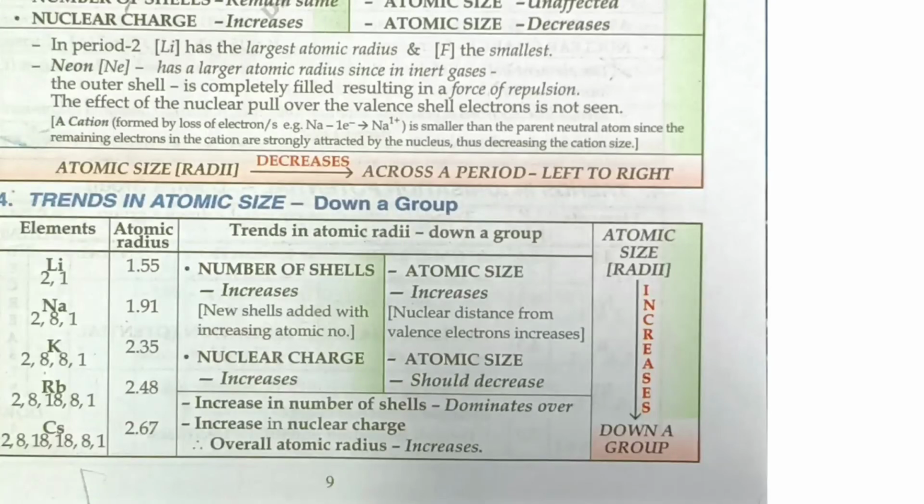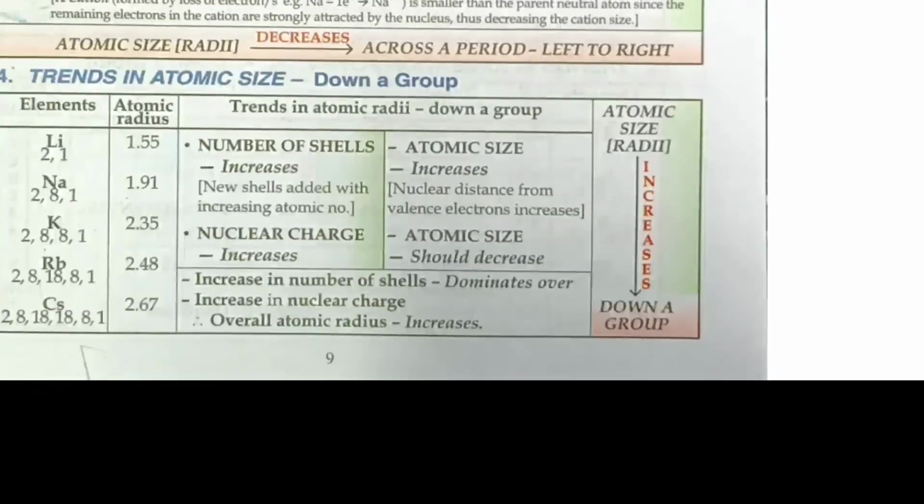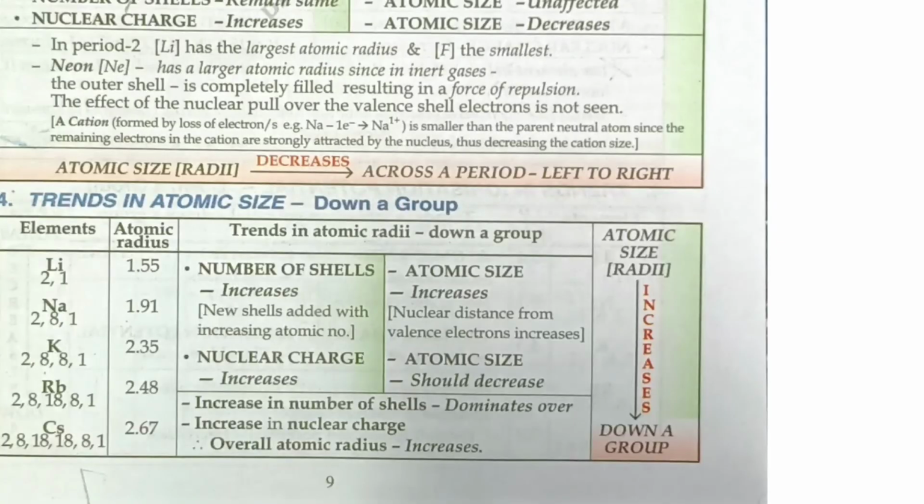Trends in atomic size down the group. Down the group, atomic radius increases, and atomic radius increases with the number of shells. With the increase in number of shells, atomic radius increases down the group. New shells are added with increasing atomic number, so the distance of the valence electron from the nucleus increases. Nuclear charge increases, so atomic radius should decrease.